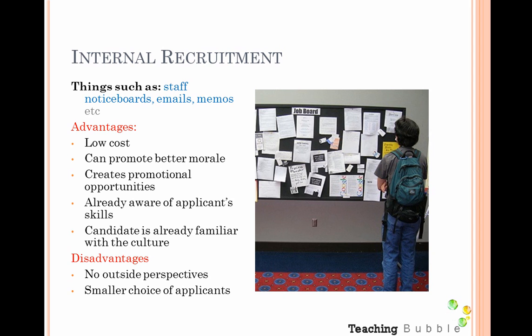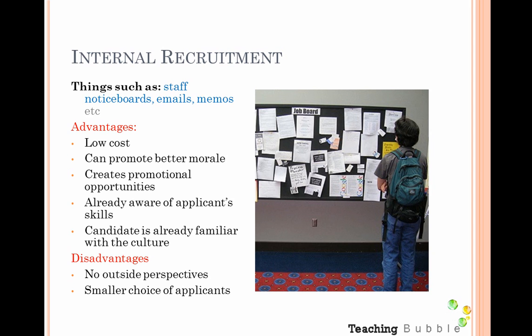If you're promoting within, that shows the employees that you value what they're doing in the organisation, so that can help improve morale. You're already aware of the applicant's skills, so you know what their skills and abilities are. Also, they're familiar with the culture, and you know whether they fit in with the culture or not. They know their way around, so there's probably a little bit less downtime when they're appointed.